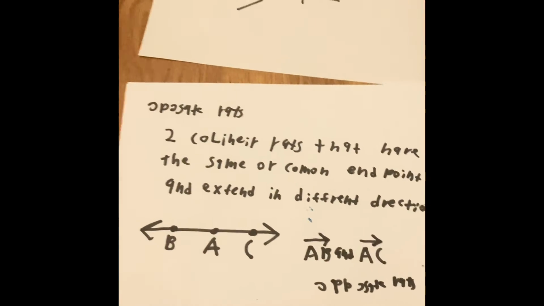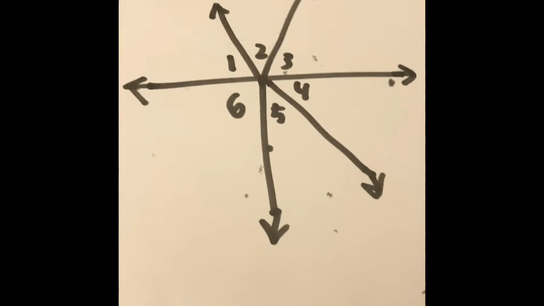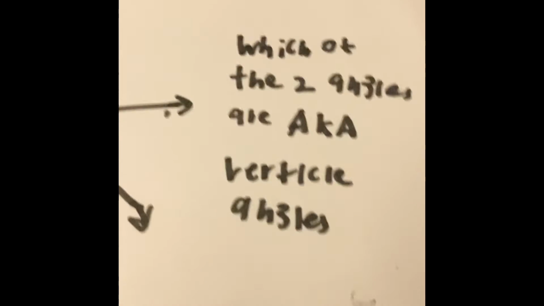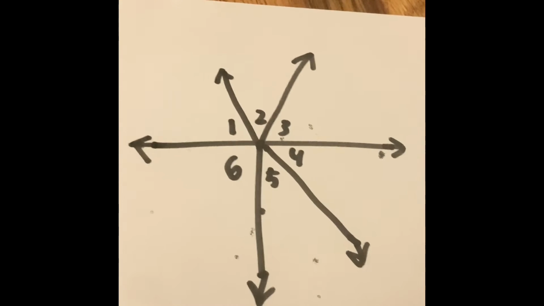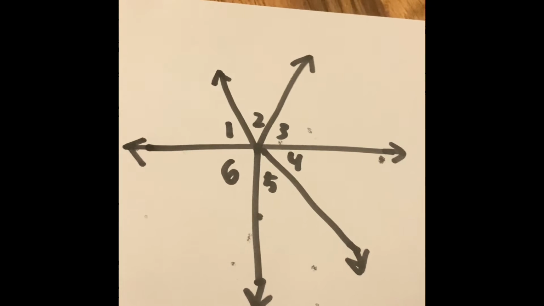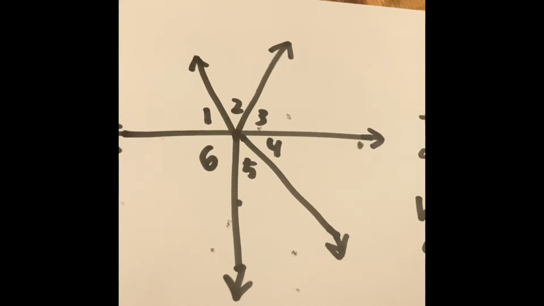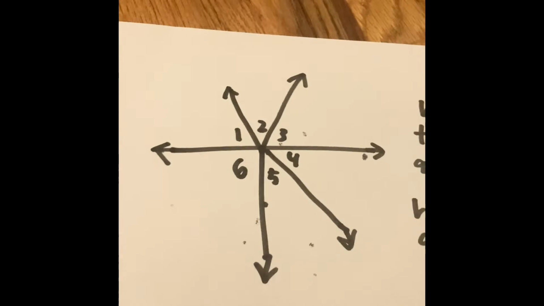Okay, so if we now learn about opposite rays, and now we learned about vertical angles, let's do a little challenge. The challenge is, you see this figure right here, there's no solving or proving, but which of the two angles are aka, also known as, vertical angles? So which two of the angles look like they are vertical angles? Type in the comments below. I'll give out the answer in 5 seconds. Pause the video if you need more time.